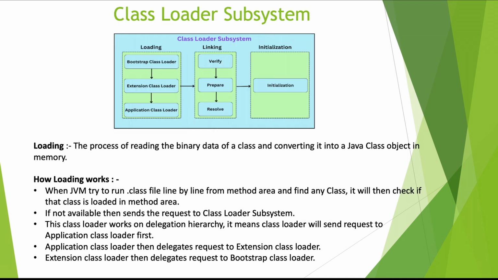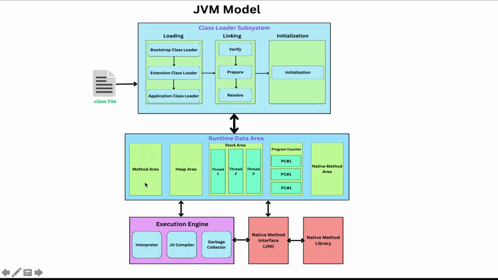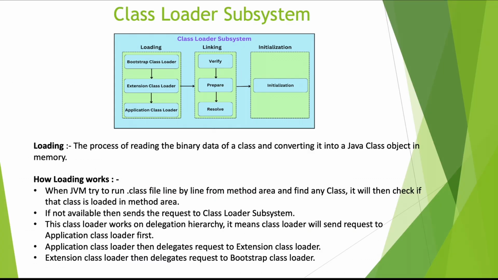Now let's see the class loader subsystem. It is the process of reading the binary data of a class and converting it into a Java class object in memory. What does it mean? When we consider our class file, it is loaded into the class loader subsystem, and the class loader subsystem converts our class file into a class object which contains the metadata of our class and is loaded into the method area. And now let's see how loading works.